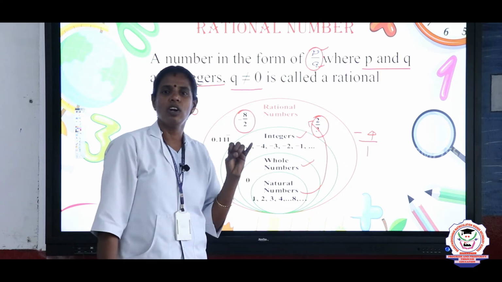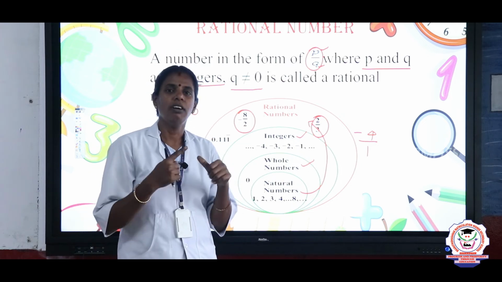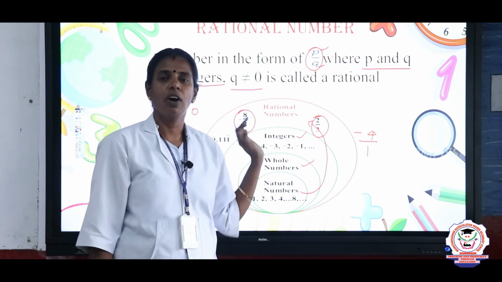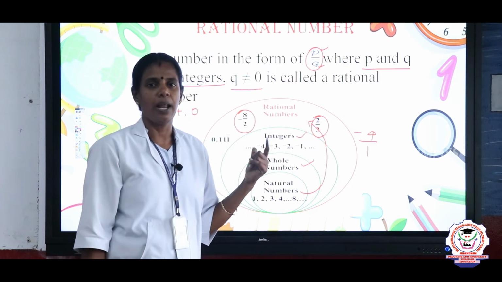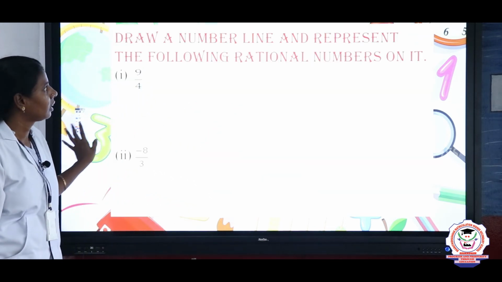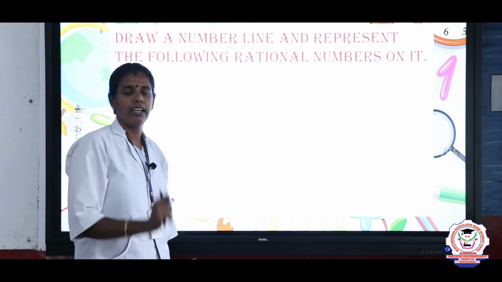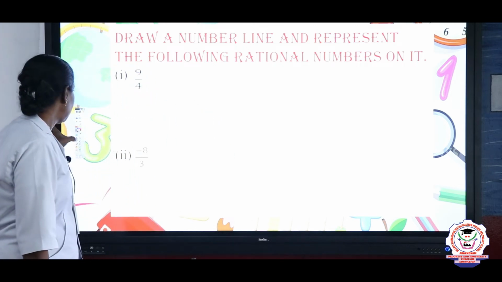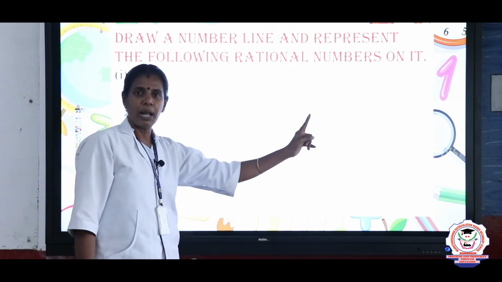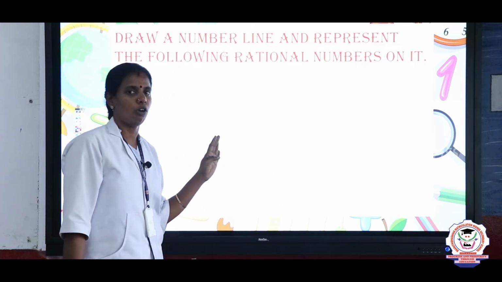So far we have seen numbers, natural numbers, whole numbers, integers, fractions and rational numbers. So, in this exercise we are going to learn about rational numbers. The first question is: draw a number line and represent the following rational number on it. We are going to draw a number line for the given rational number 9 by 4. We have seen the number line for integers, and the same we are going to do for the rational number also.